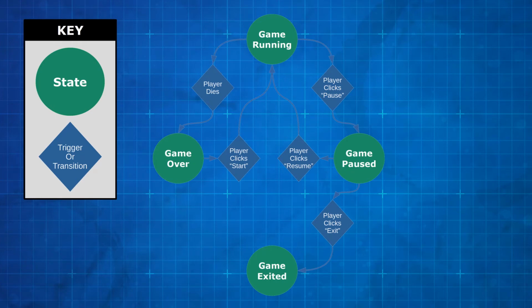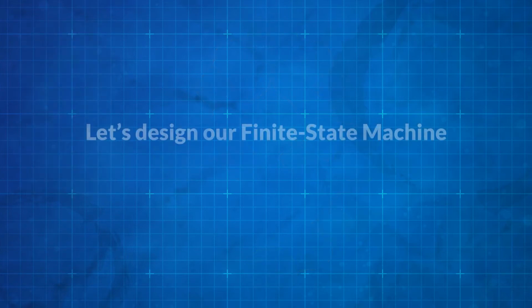In this case, it would start in the state called game running. Should the user press the pause button, the state machine would transition to the game paused state. Note the pattern. A finite state machine waits in an active state for some sort of input or event that triggers a transition, then transitions to the new state. Let's take that information and apply it to our movement problem.